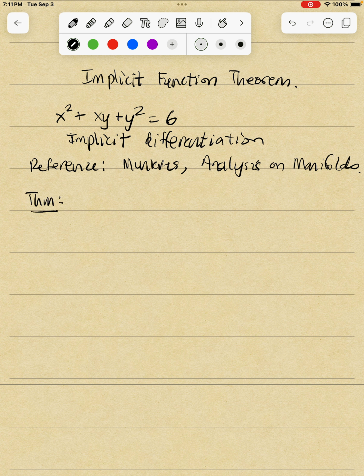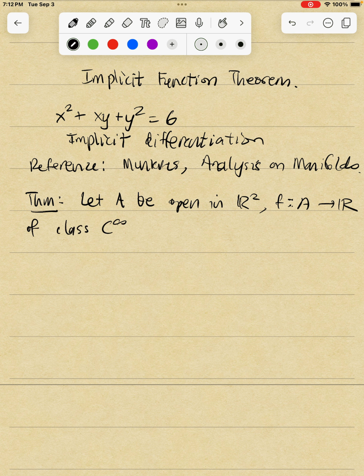Okay, here's a special case of the theorem. Let A be an open set in R2, and let f be a real valued function from A of class C infinity. Actually, we don't need C infinity; it's not strictly necessary, it's just for simplicity. I think it's true for functions with a continuous derivative, so C1 functions.